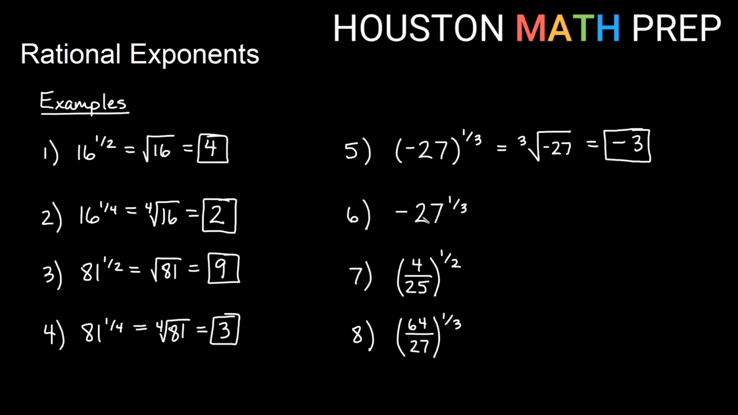Over here, notice that negative is not in the parentheses. We have negative 27 to the 1/3. So just be careful when you're doing these. These may end up the same, and they may not.